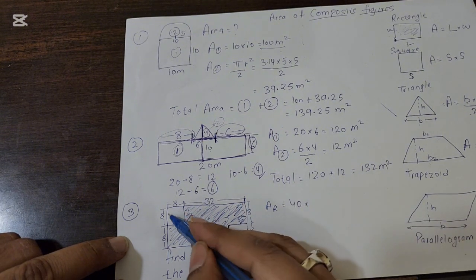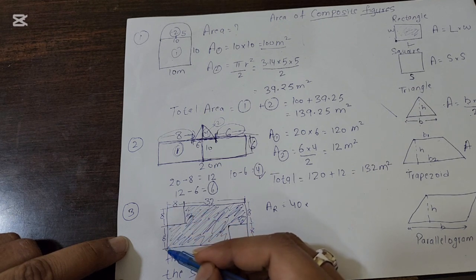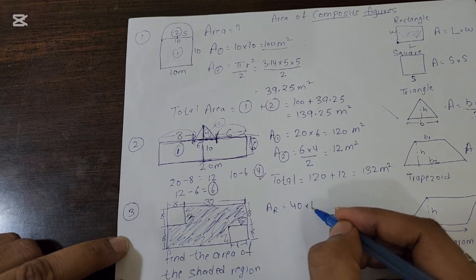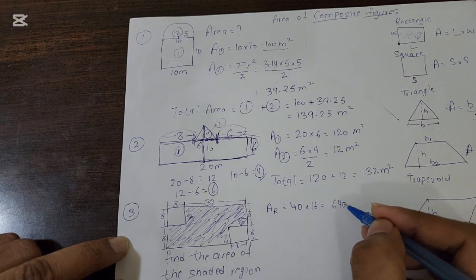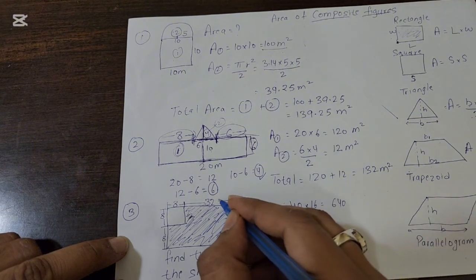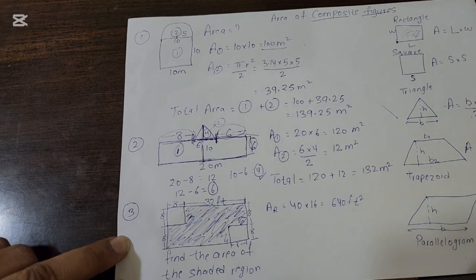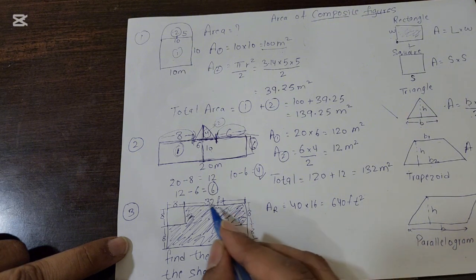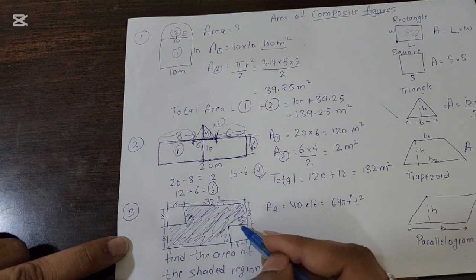Multiply, I need the width now. Complete width will be how much? 8 and 8, 16. So 40 times 16. Length times width will give me 640. 640, let's say this is feet, so square feet. Okay, so this is my area. This is the area of the full rectangle. From this we have to remove these white areas, right?